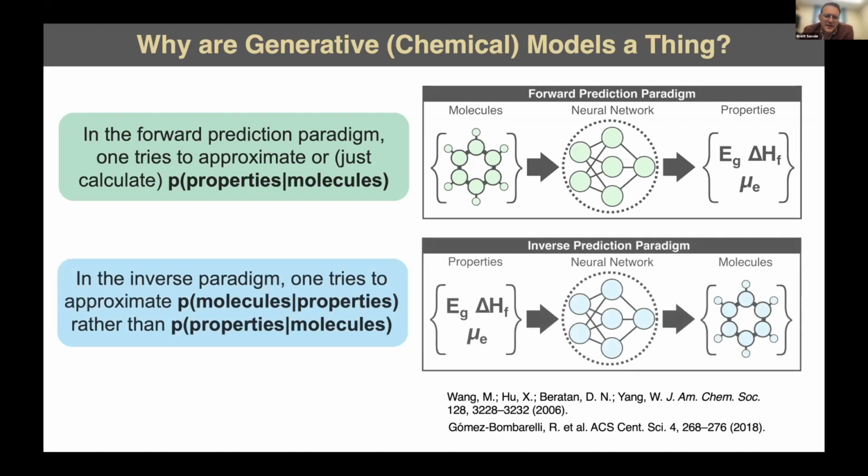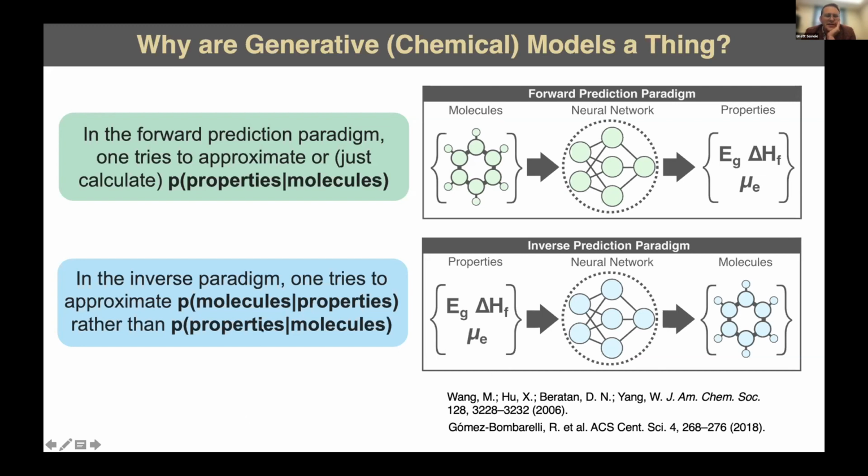The inverse paradigm, I think the earliest example of this in chemistry would be Bertin and Jang's work in the early 2000s. And then certainly the most recent explosion of interest in this came from Rafael Gomez-Bombarelli and Alan Aspuru-Guzik's group. So the idea with the inverse prediction paradigm is that you have the properties that you want, and you try to learn the inverse probability.